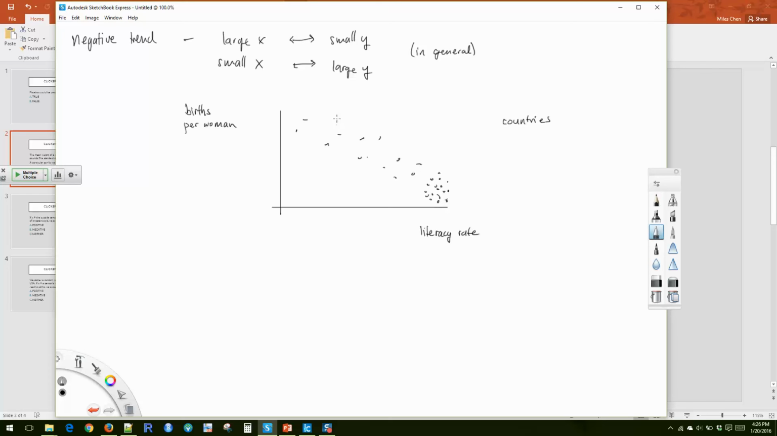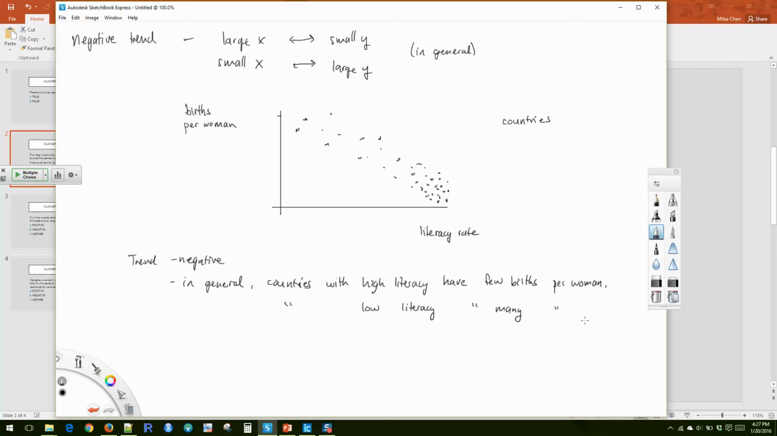Overall, if we plotted this, we would see a kind of negative trend like this, where in countries with low literacy, for whatever reason, the women have more children. So the general trend is negative, and that means, in general, countries with high literacy have fewer births per woman, and countries with low literacy have many births per woman.